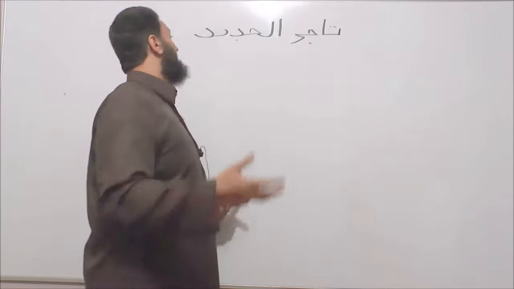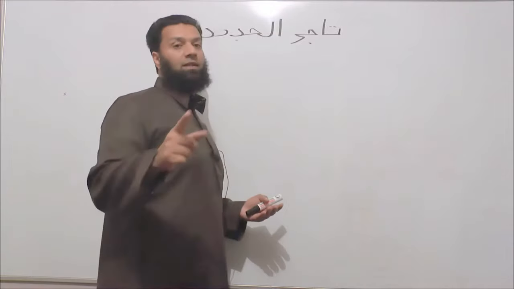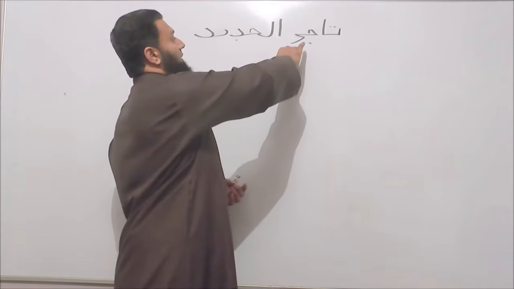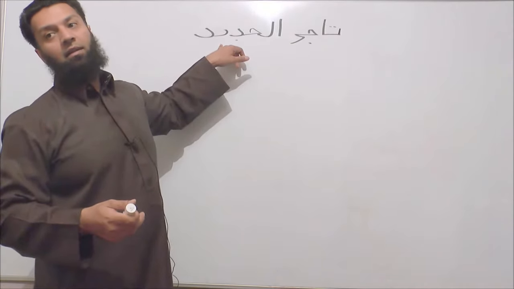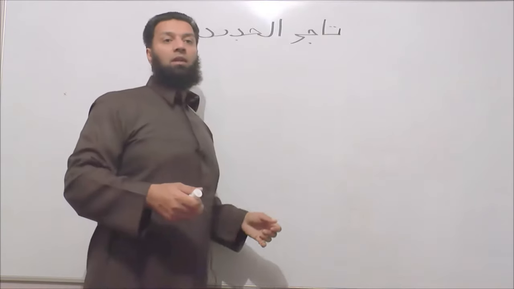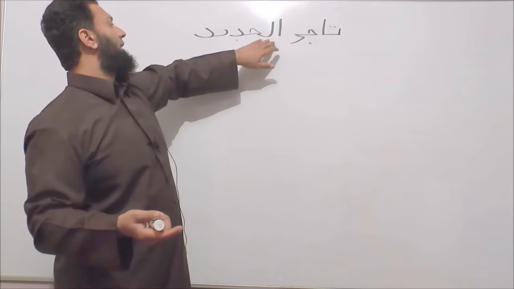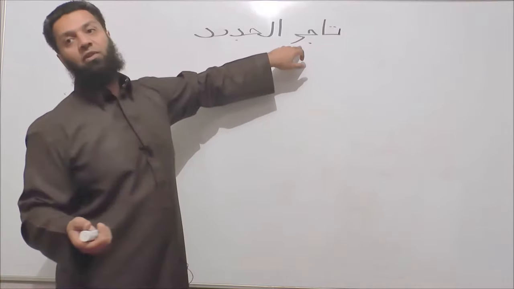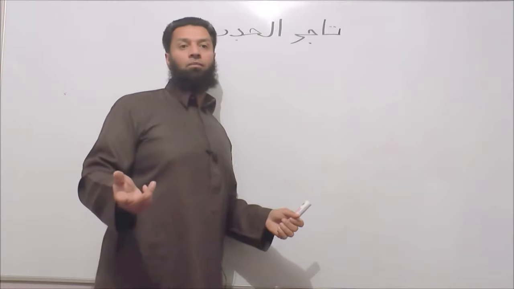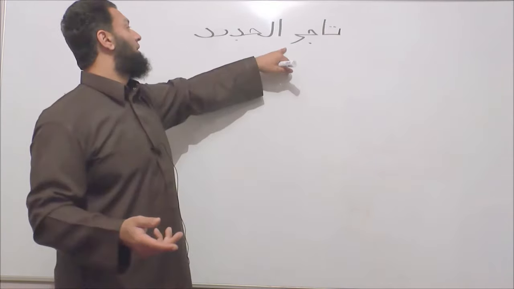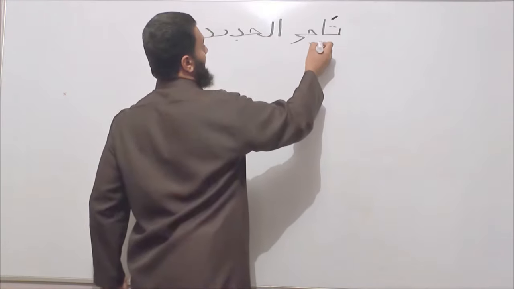So because this is an idafa which represents ownership or two nouns that are closely related, tajirun means a businessman, al-hadid means the iron. So what do these two names mean? The iron of the merchant. Right. The iron of the merchant or the merchant of iron or the trade of iron. Right? The trader of iron. So, we know that there's a fatha there, a kasra there.